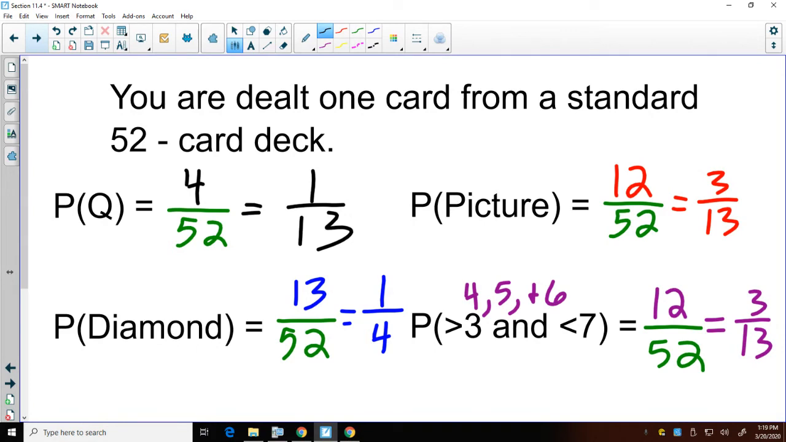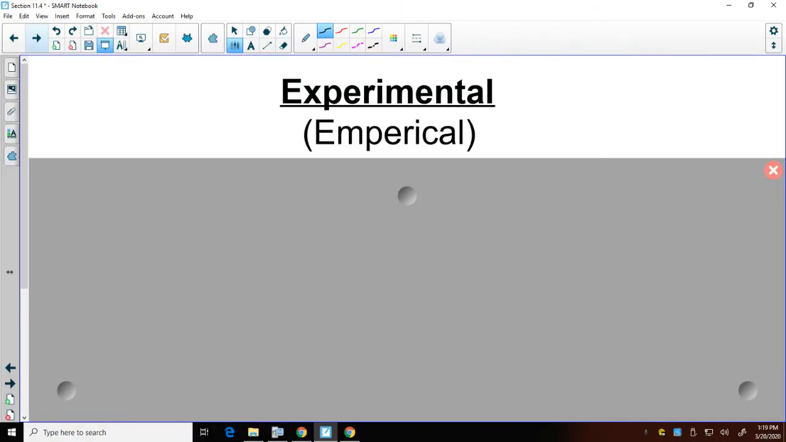Last but not least, we're going to talk about experimental. Your book calls this empirical. It's just experimental, and it's exactly as it sounds. You're going to do an experiment. So say we're going to flip a coin, and we're going to figure out the probability of flipping heads in that experiment, or the probability of flipping tails. Or maybe we'll do an experiment of rolling a die, where I roll the die and record my answers, and I can figure out from my experiment what my probability of rolling a 1 was. Experimental probability sometimes comes out different than the theoretical. That's why there are different types.